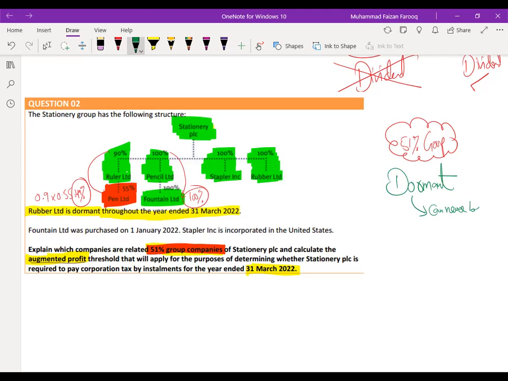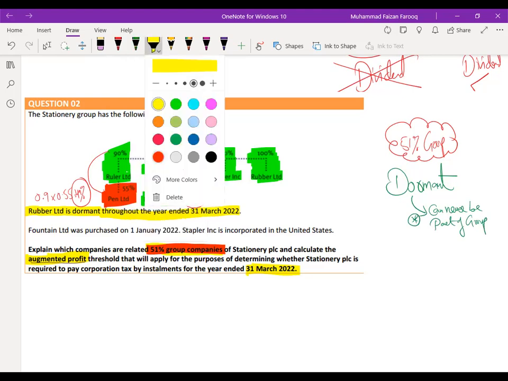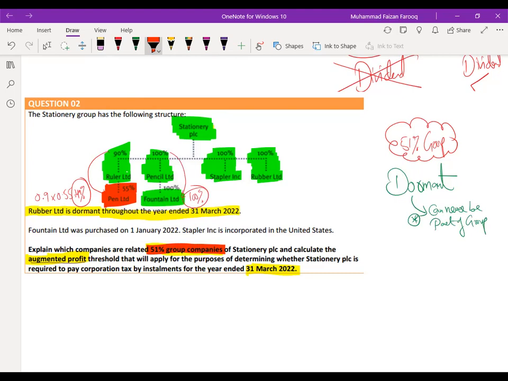A dormant company can never be part of a group. So Rubber, although it was green, I asked you for any questions and you said no. Now I am changing. Rubber, although green, I am going to eliminate.